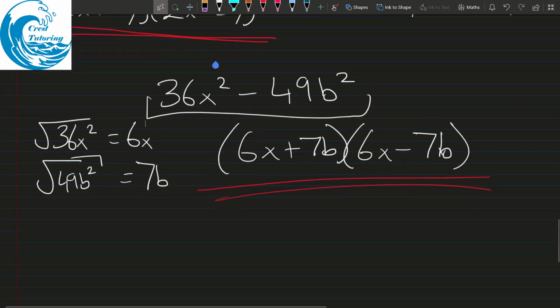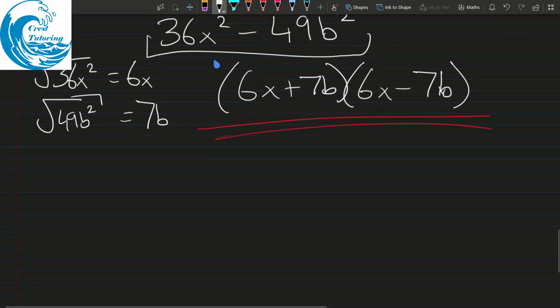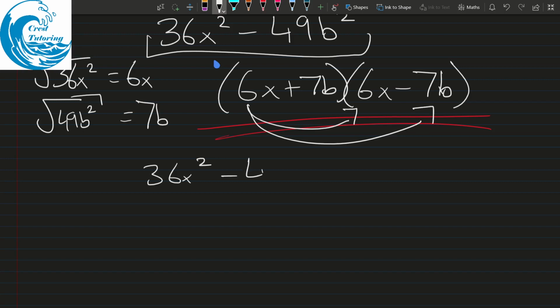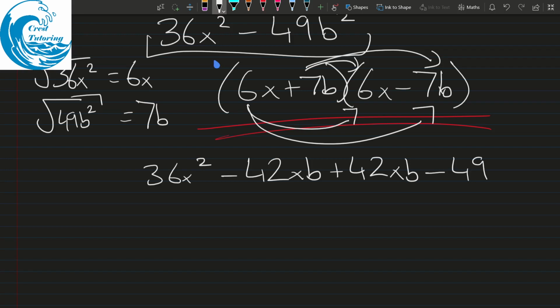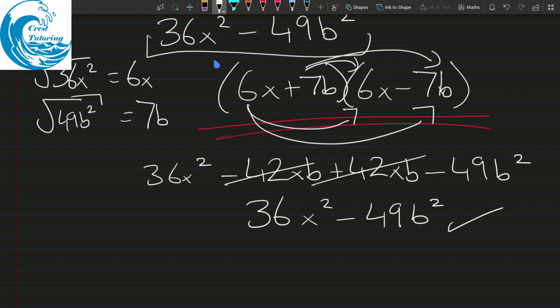Okay, so I might just show you that very quickly. This just shows you if your answer is right or not. So 6x times 6x is 36x squared. 6x times 7b is minus 42xb. 7b times 6x is plus 42xb, and plus 7b times minus 7b is minus 49b squared. So minus 42xb plus 42xb, they cancel, and then you're just left with 36x squared minus 49b squared. So then we know we're right.